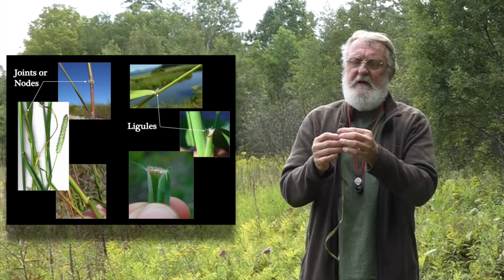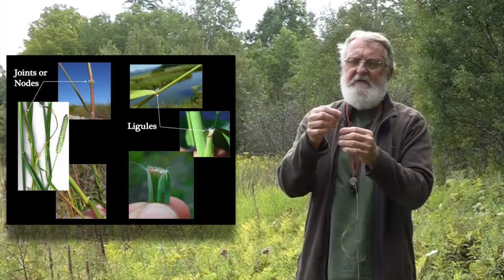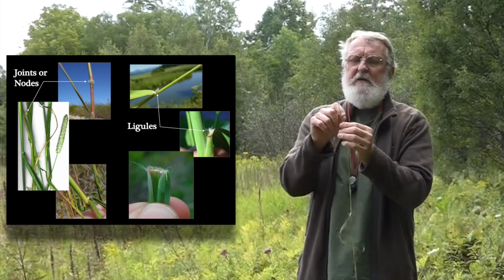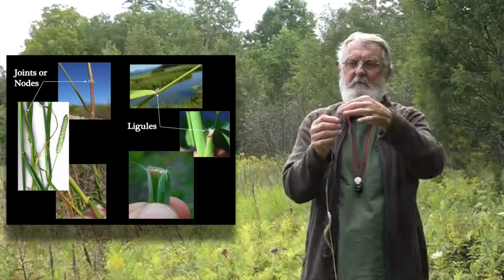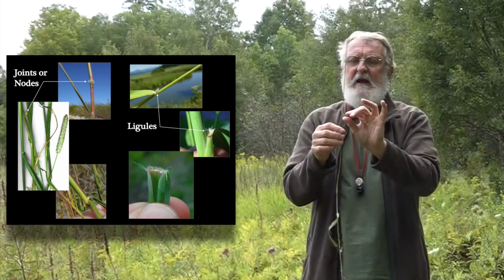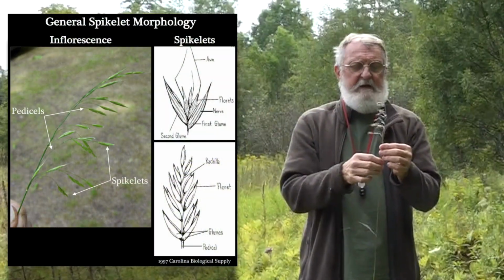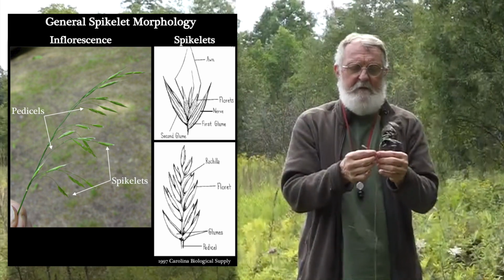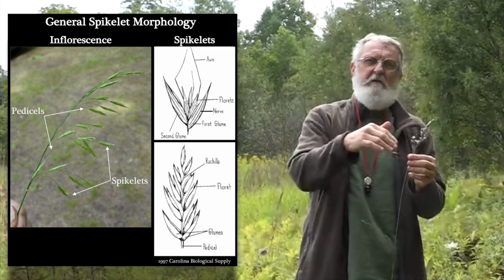I'll be using a word, and in the keys there'll be a term called ligule. A ligule is a vegetative feature, a little membrane that sits right at the top of the collar, where the blade comes off the culm on the grass. Right there is the ligule. Other than that, the most critical thing to learn about graminoids is the word spikelet. If you can't grasp the concept of a spikelet, you can't key anything. Everything goes to the spikelet.